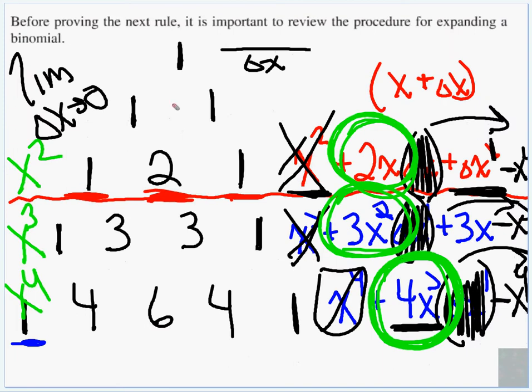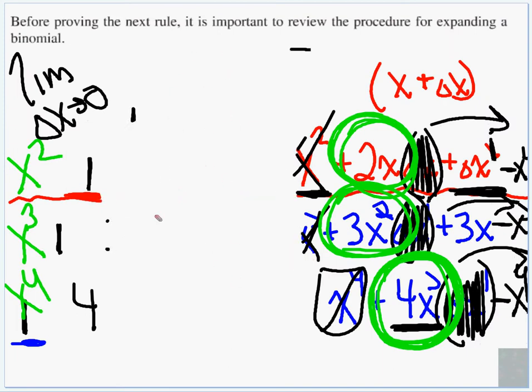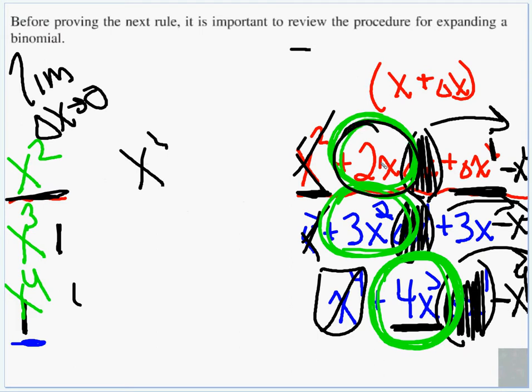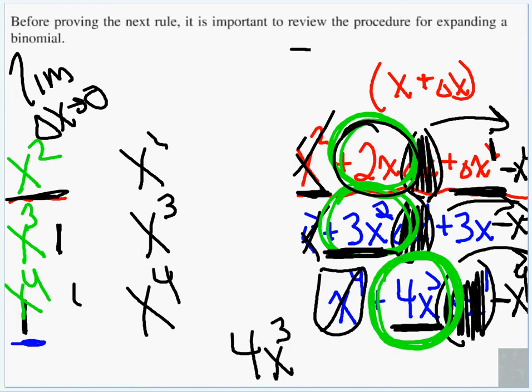If I can clear a little space here in between. Here the function would have been x squared. The derivative is 2 times x. Here is x to the third, derivative 3x to the second. Function x to the fourth, derivative 4x to the third. The exponent comes down in front. You lower the power by 1.